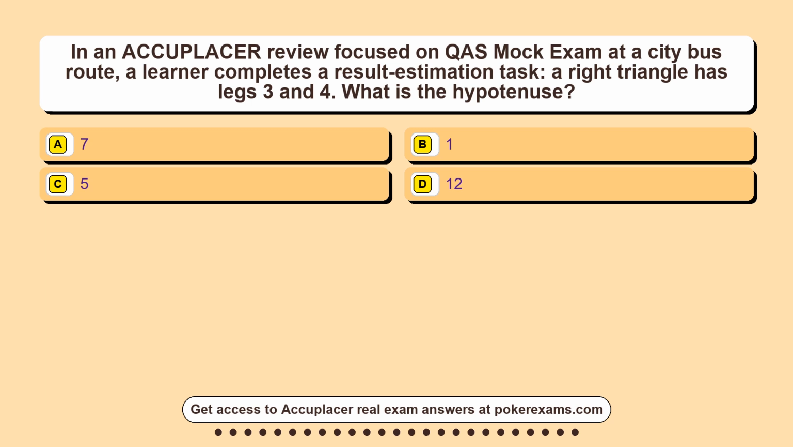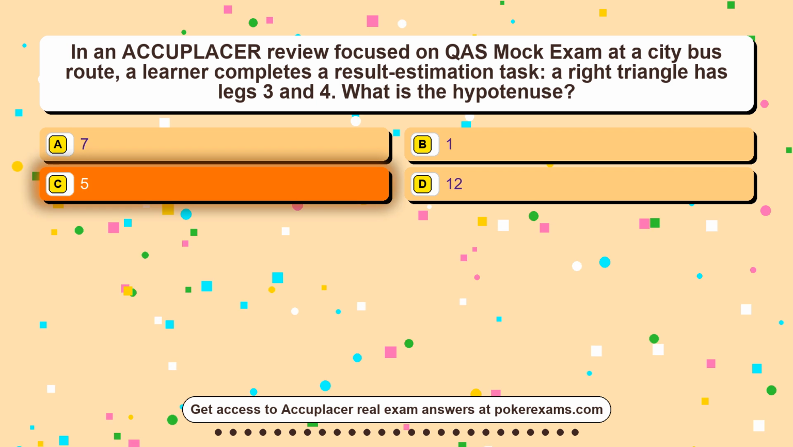Question 19. In an ACCUPLACER review focused on QAS mock exam at a city bus route, a learner completes a result-estimation task. A right triangle has legs 3 and 4. What is the hypotenuse? Option A, 7. Option B, 1. Option C, 5. Option D, 12. The correct answer is option C, 5.